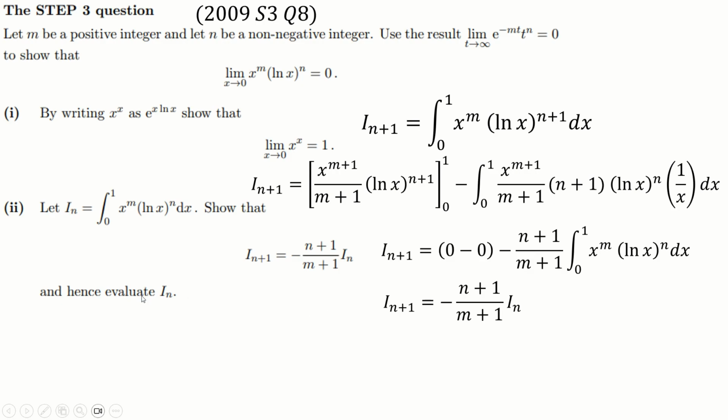So that's all good. Now it says hence evaluate I_n. Now, we obviously can't do that unless we know what n is. So the answer is going to be in terms of n. Now, there is one that we can evaluate, which is I_0. Which is quite easy to evaluate, right?